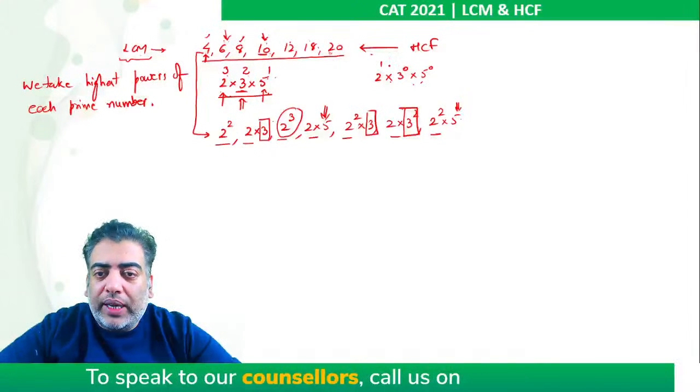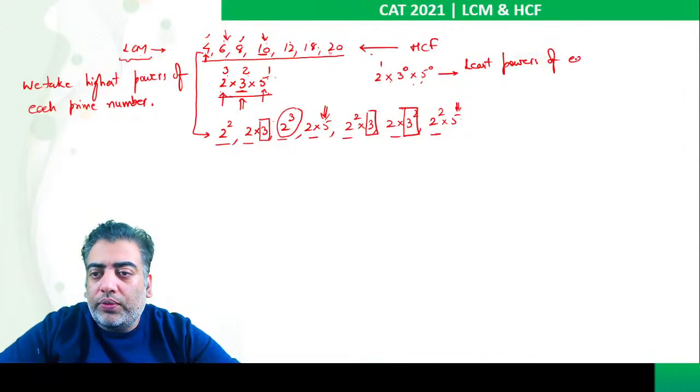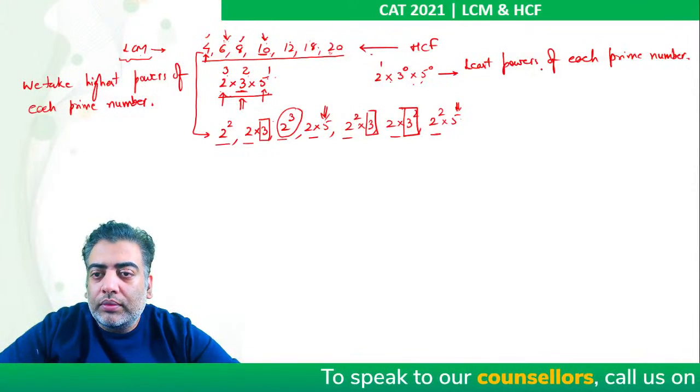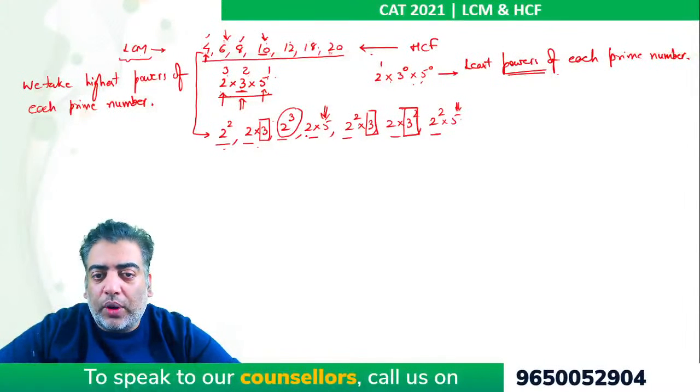So in case of HCF, we will take the least powers of each prime number, right? Or you can express these numbers in this form.